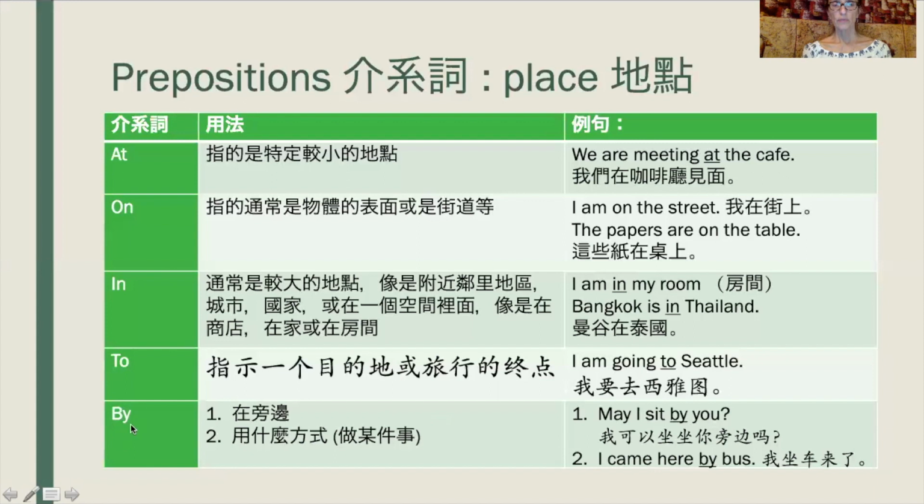By has two meanings, and when it's a preposition of place, 地点的介系词, it's 在旁边. I sit by you. Can I sit by you? Can I live in the house by you? Or it talks about the method that you used to do something. So 用什么方式 to go somewhere. I came here by bus.